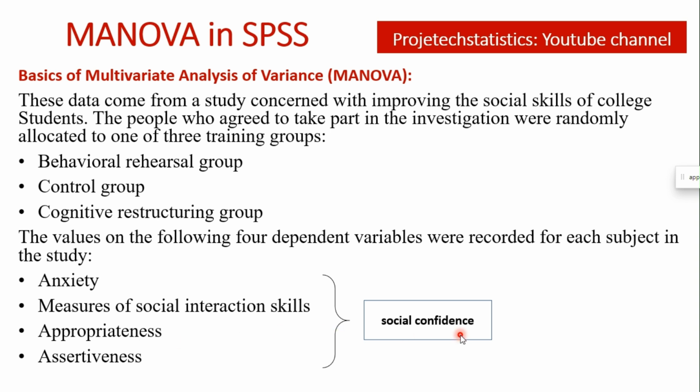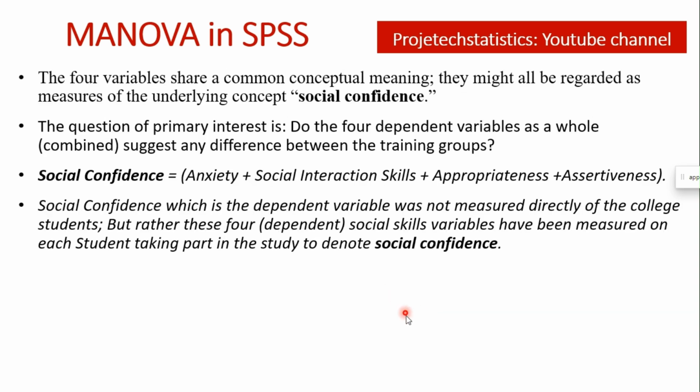Whenever you are interested in an underlying concept that cannot be measured directly, you can deploy MANOVA in that situation. Now here the four variables share a common conceptual meaning. They might all be regarded as measures of the underlying concept, social confidence. So we are interested in the social confidence being measured using four different continuous variables.